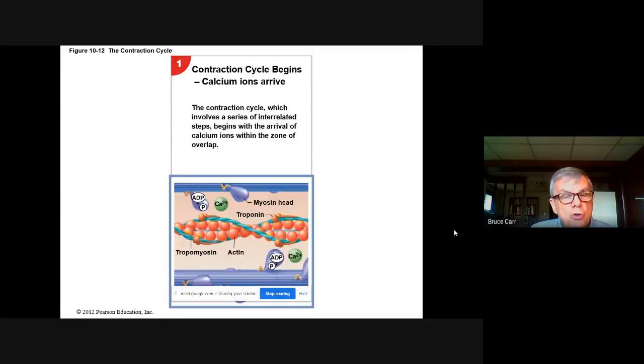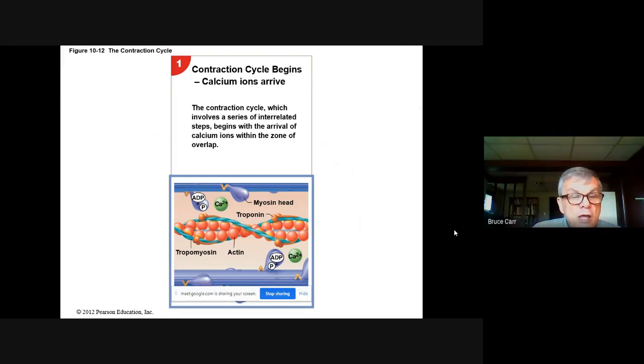Now, this is what it looks like from the side when we go through the same sequence. Those myosin heads labeled ADP plus P are at rest and are loaded and ready to go. So in this figure, the end plate would be to the right of the figure. The midline would be to the left. And to contract, the actin has to move from right to left. The ADP plus P shows that those myosin heads are ready to go, but the troponin is blocking the active sites just as the calcium ions arrive.